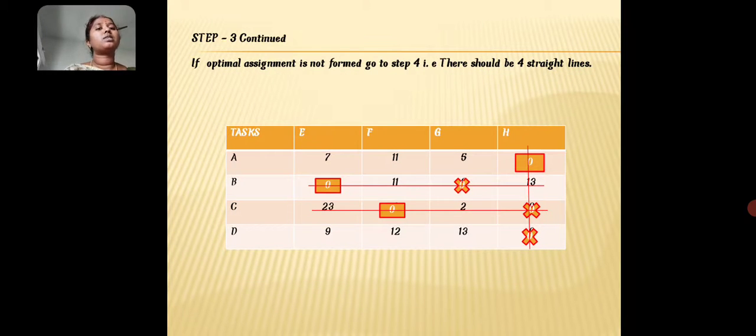If optimal assignment is not formed, go to step 4. Optimal stage means the number of lines is equal to the order of the matrix. Now in this problem the order of the matrix is 4, that means a 4 rows and 4 columns problem. So we have order 4, but we get only 3 straight lines. So we go to step 4.